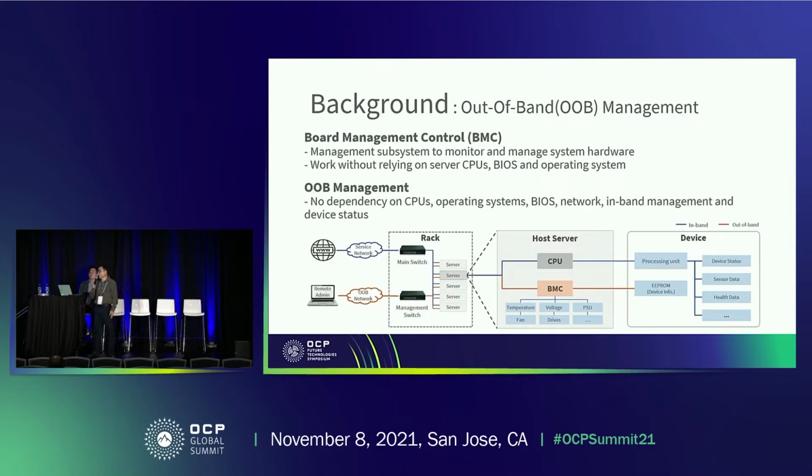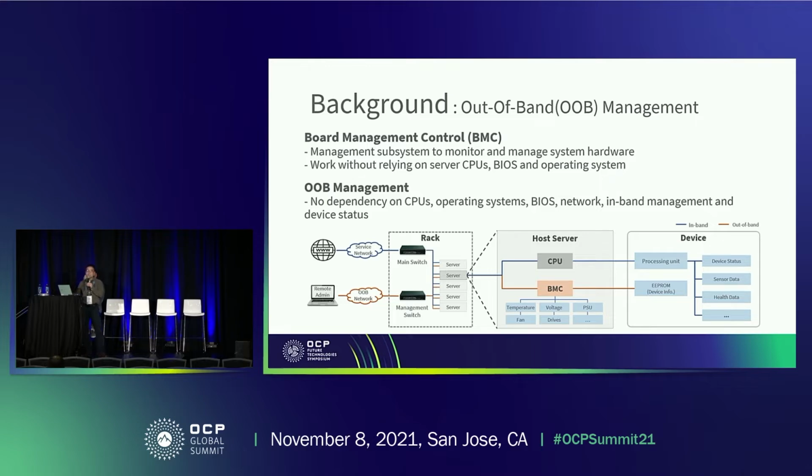Let me start with background, the out-of-band management. As you see in the lower diagram, there are two main paths to the device from the internet. In the top part, there is the in-band path. Most data flows in-band network, like a service network and main switch, and then data goes to the server. And the host server has a CPU and also a BMC. And the host connects to the device, such as an SSD, through the processing unit.